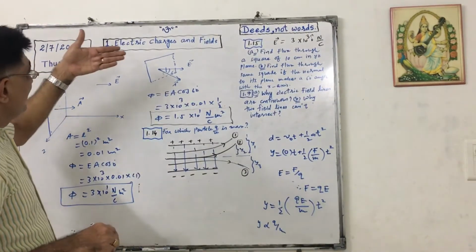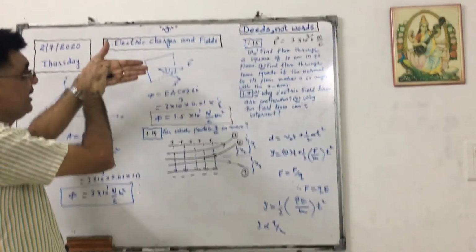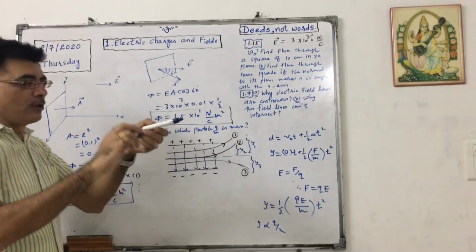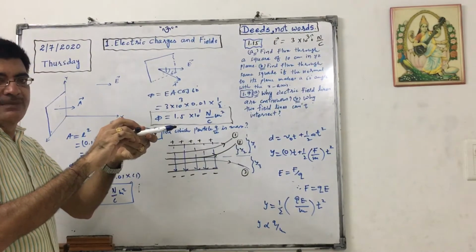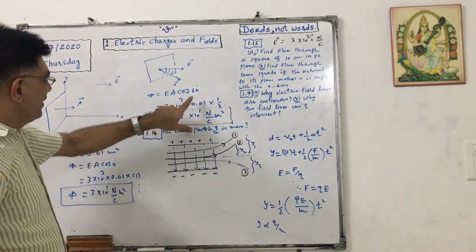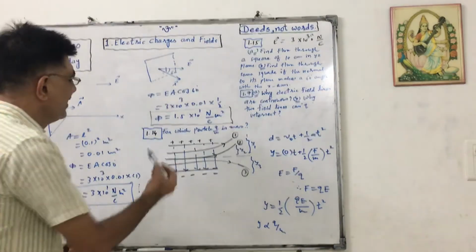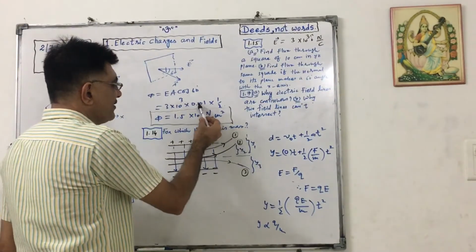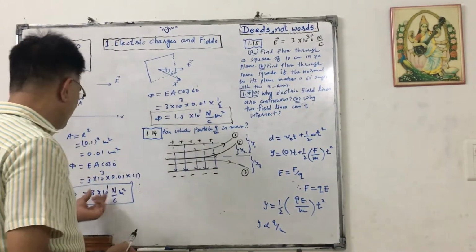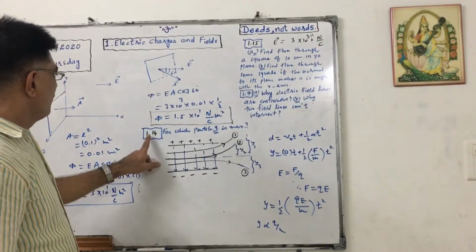Now if the normal to the square makes a 60-degree angle with the x-axis, this is the x-axis, and the normal to the plane is somewhat in this direction, making an angle of 60 degrees. In that case, we just have to replace 0 by 60. So E A cos 60. E is 3 into 10 raised to 3, A is 0.01, cos 60 is 1 by 2. So it is 1.5 into 10 raised to 1, just half of this, Newton per coulomb into meter square. Easy?